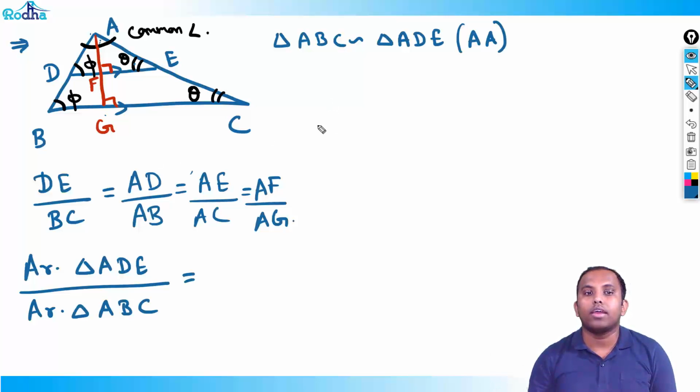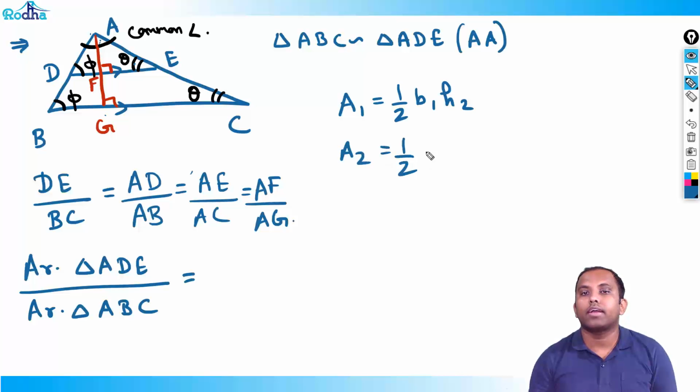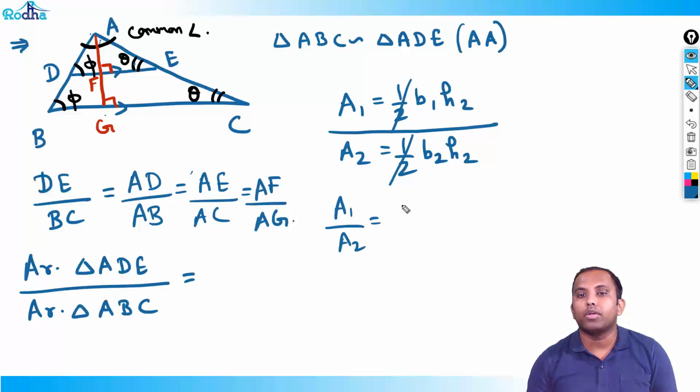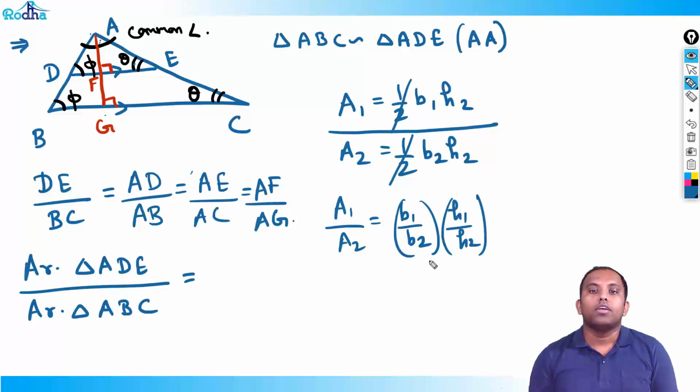Because I told you what area is. Area is nothing but base into height. So A1 is equal to half B1 H1, and A2 is equal to half B2 H2 for the second triangle. When you take the ratio here, this half will get cancelled. Now this is B1 by B2. So A1 by A2 is equal to B1 by B2 into H1 by H2. Since both are equal, the area will become the ratio of sides squared, because when triangles are similar, both the ratios are equal.